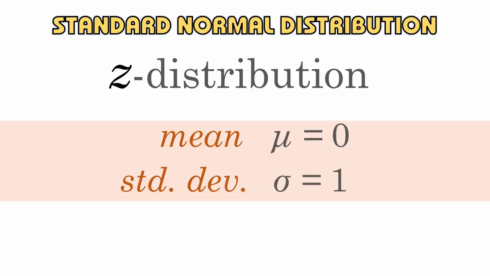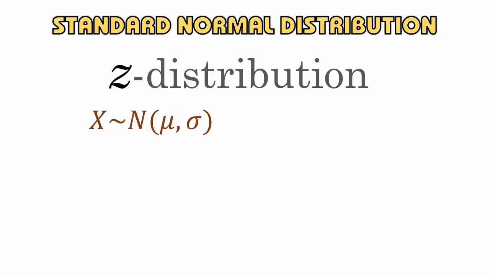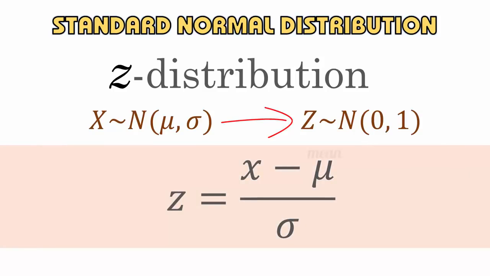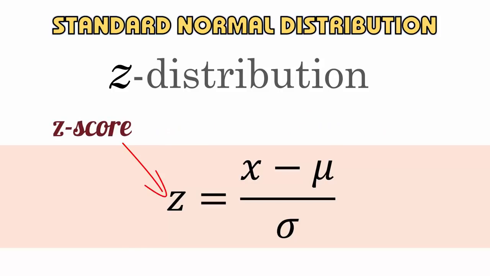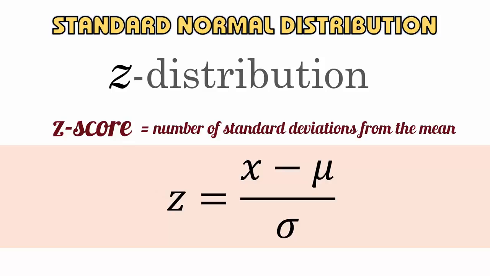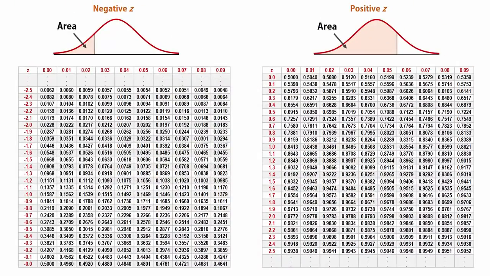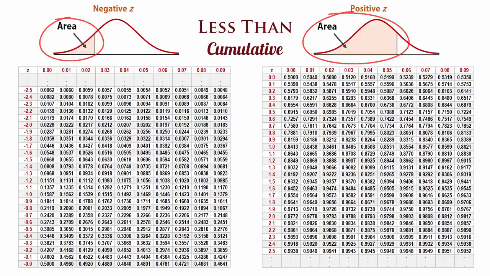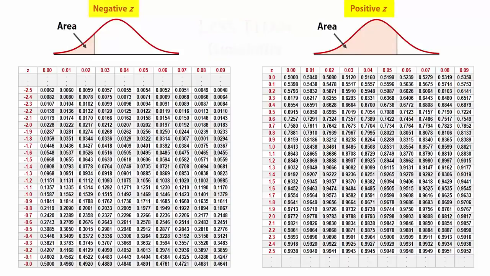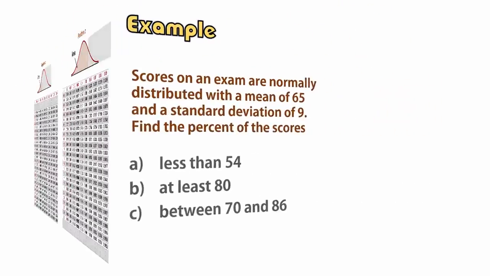The formula for transforming a score or observation x from any normal distribution to the standard normal score is z equals x minus mu over sigma. The standard normal score, also known as the z-score or z-value, is the number of standard deviations a score x is from the mean. The standard normal tables we will be using are the less than cumulative tables. They usually have the left tail of the distribution shaded and also have positive and negative parts. Let's look at an example.